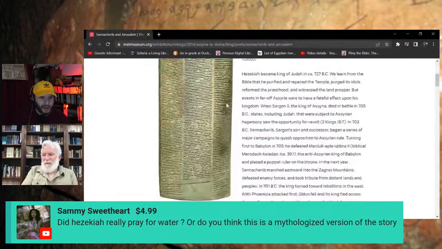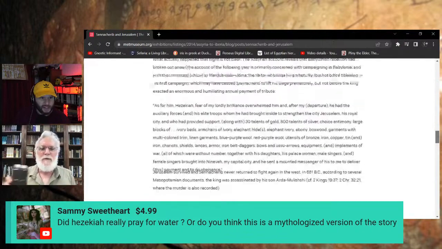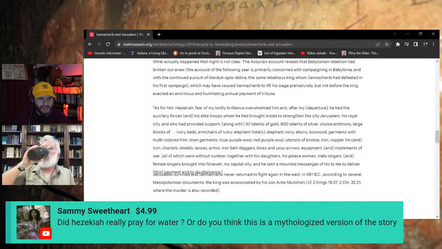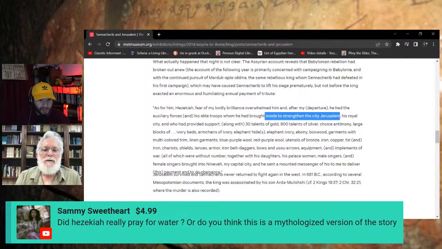Quick, this is the what do you call it? The pillar, right? Pillar. Yeah. And just so everyone is on the same page. As for him, Hezekiah, fear of my lordly brilliance overwhelmed him. He had auxiliary forces, his elite troops, whom he had brought inside to strike the city Jerusalem, his royal city, and who had provided support, 30 talents of gold, 800 talents of silver, choice antimony, large blocks of ivory beds, etc., etc., etc. We could just skip through all that.